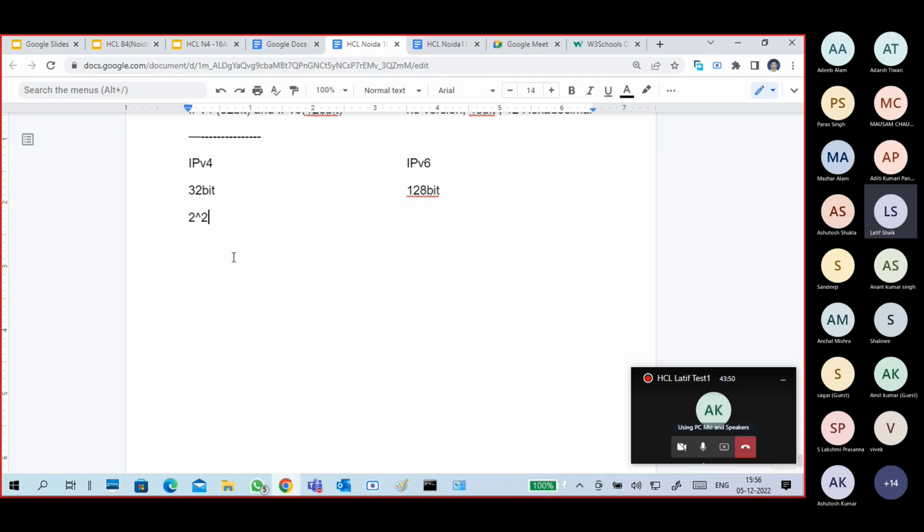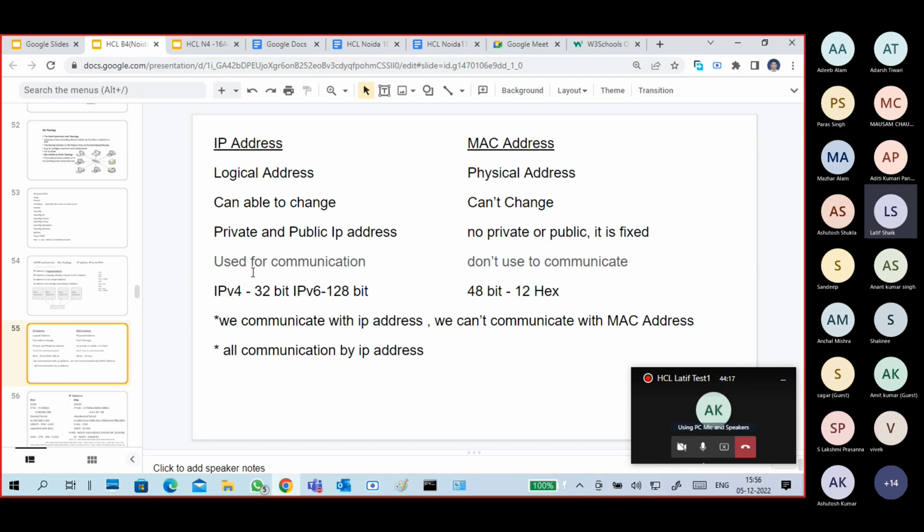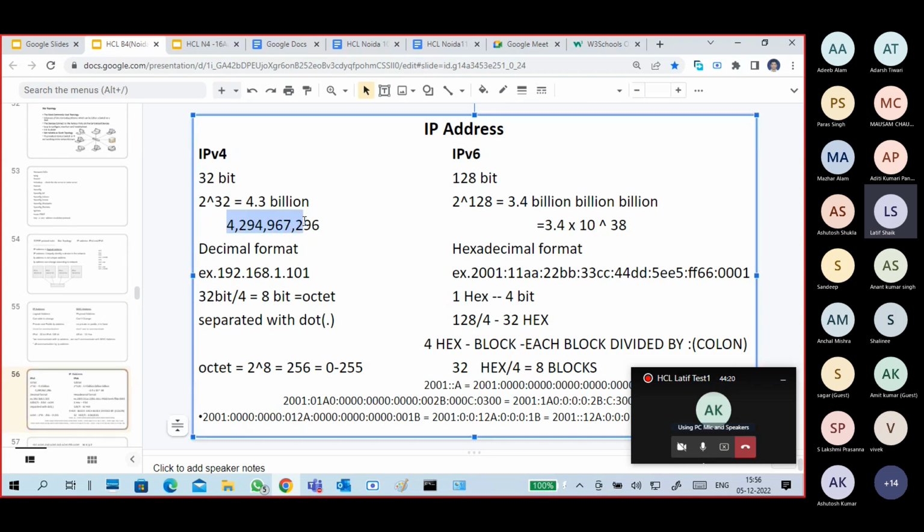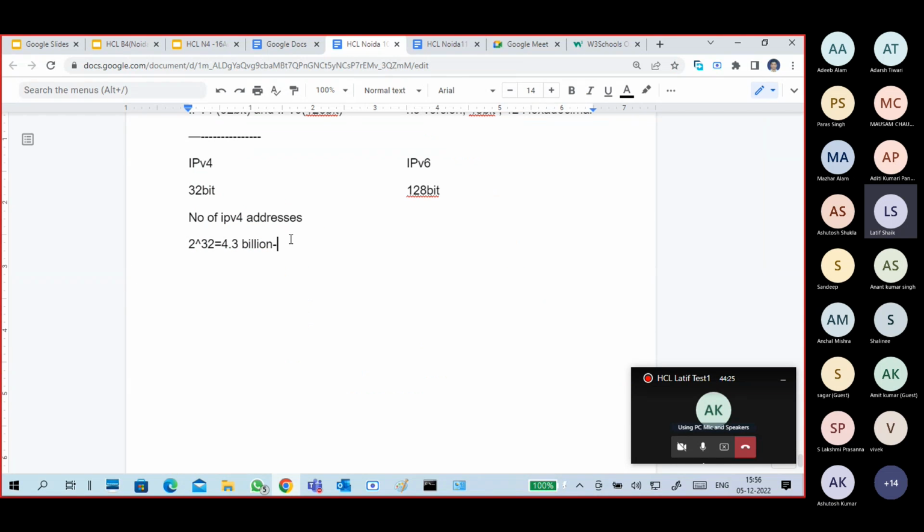Take the total size of the IPv4 address space: the number of IPv4 addresses is 2 to the power of 32, which is about 4.3 billion IP addresses. Of course, there is a specific number also. You can use a calculator to calculate 2 to the power of 32 if you want.